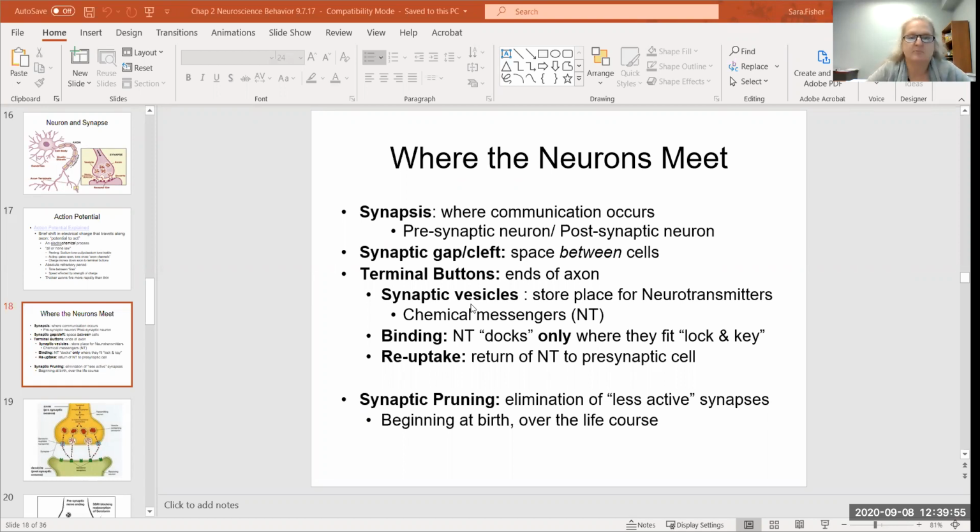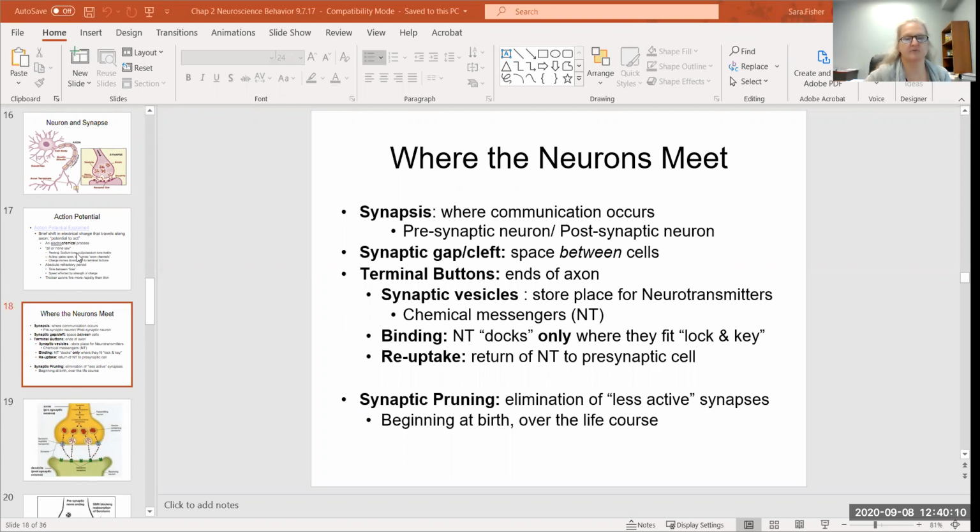Okay, so let us continue where we left off. In the last lecture, we were talking about the neuron and action potential. And now I want to talk more specifically about what happens at that synapse.